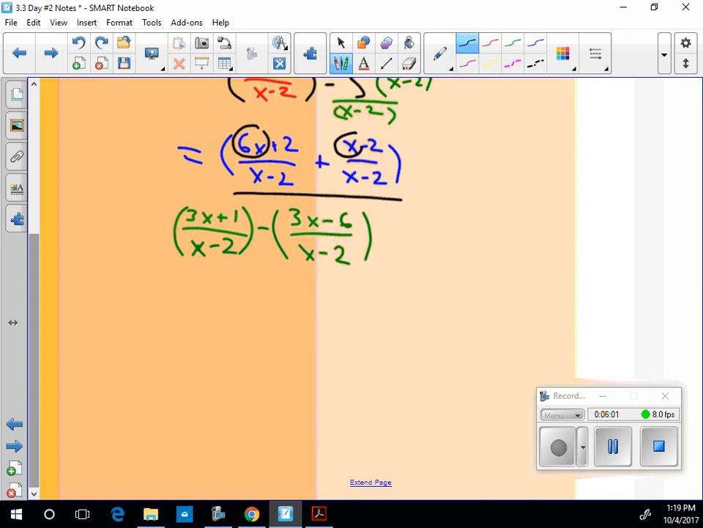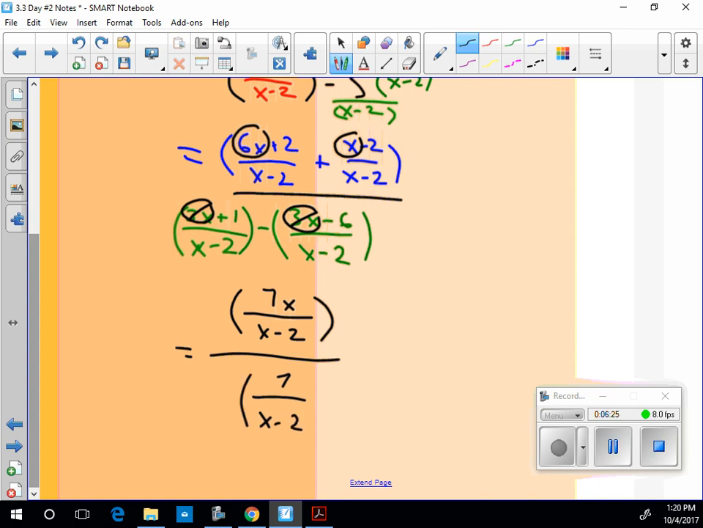6x plus x, 7x, 2 plus negative 2, she gone. All over x minus 2. That's the numerator. Denominator, 3x minus 3x, he gone. 1 minus negative 6, 7. 7 over x minus 2.